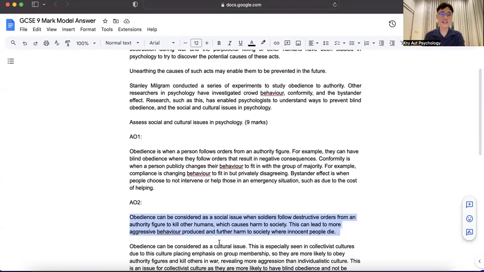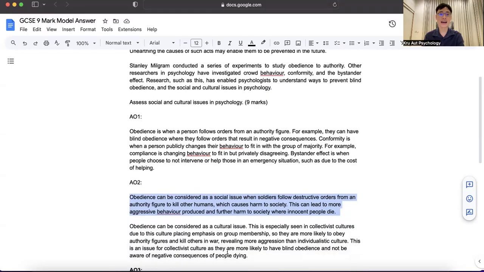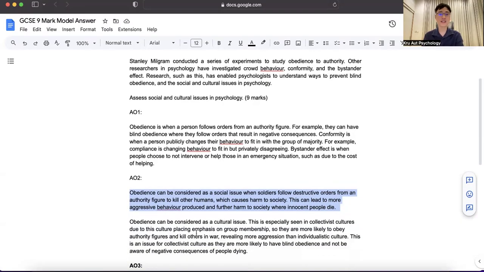All right, then cultural issue, as an example for obedience. Obedience can be considered as a cultural issue. We don't need to cover both social and cultural for just obedience. We pick one, and do the same for conformity and bystander effect. All right, so obedience can be considered as a cultural issue.